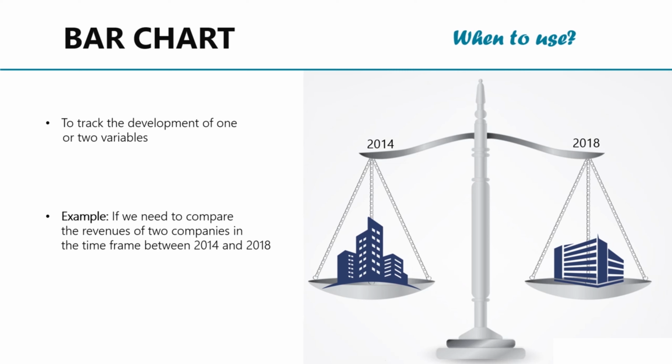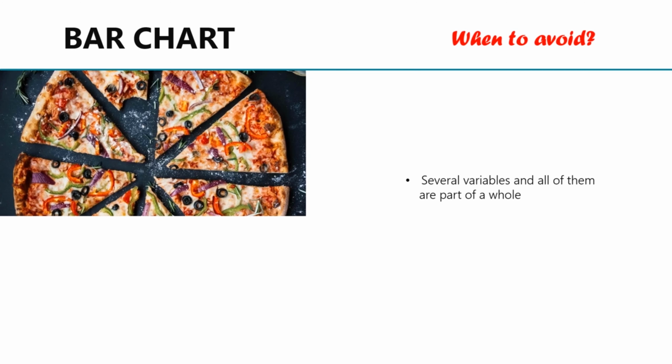A bar chart can be used to make both a year-on-year comparison and to provide a monthly breakdown. Moreover, bar charts can be pretty intuitive when we compare the development of 2 numerical variables over time. Let's say we would like to compare the revenues of 2 companies in the time frame between 2014 and 2018. When to avoid using bar charts.